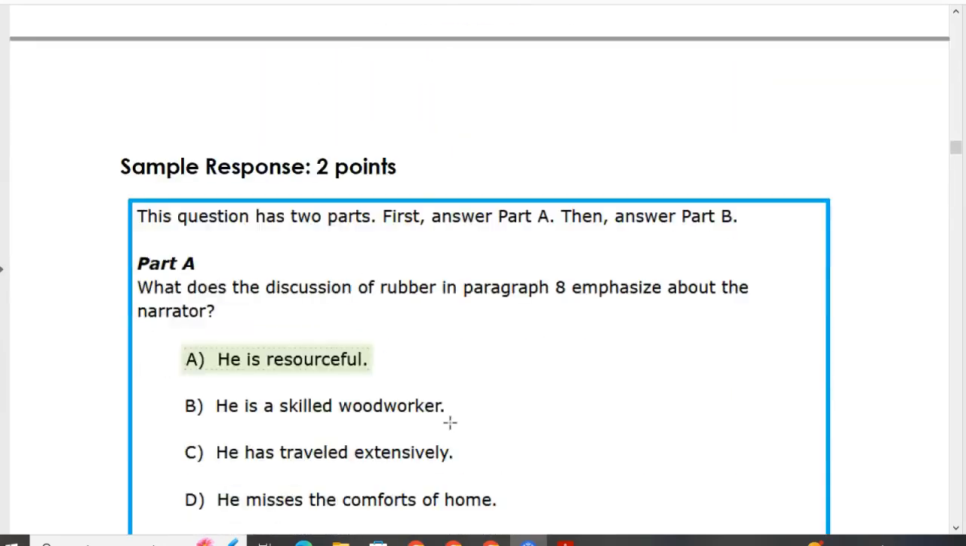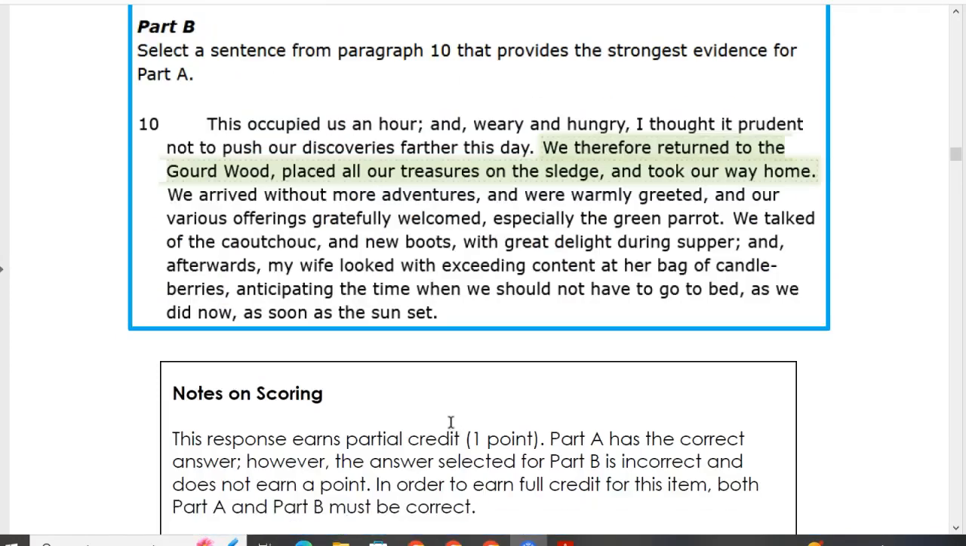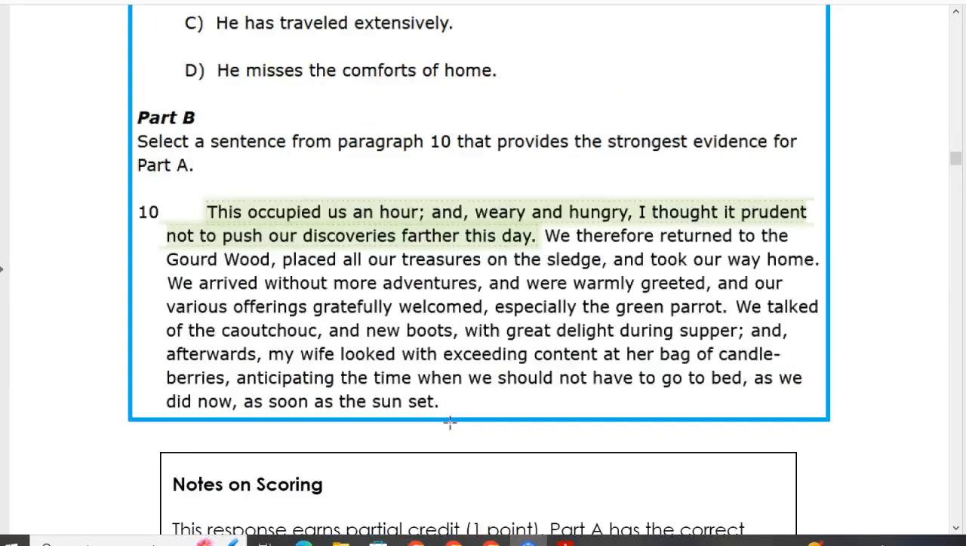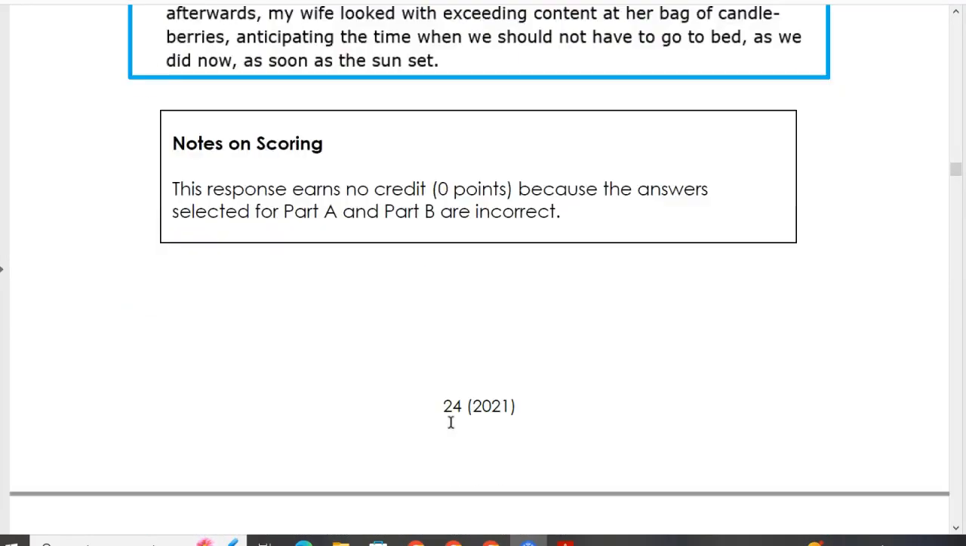Question 27. Oops, sorry. That's the same one. So what they do is they give you a rationale for every single type of answer you could have had. So we're going to scroll down because we already went over that. Looking at question 28 next.